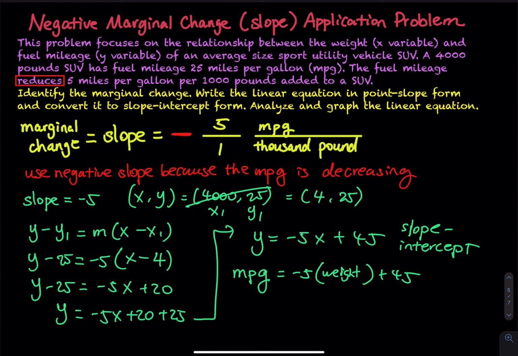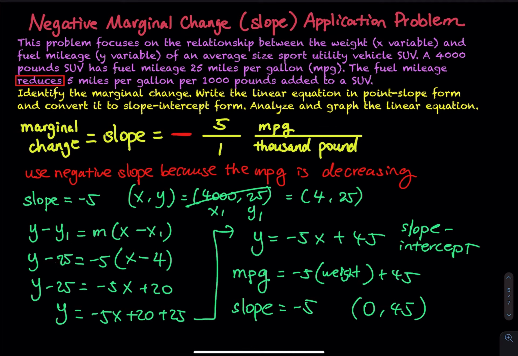So the slope is equal to -5 because the fuel consumption is decreasing. The heavy car takes more gas, so the fuel consumption is decreasing. That's why the slope, the marginal change, is negative, and then the y-intercept is 0, 45. When the weight of a vehicle is equal to 0, the fuel consumption is 45 miles per gallon. But you have to think about this. Okay, the weight of a car is 0.